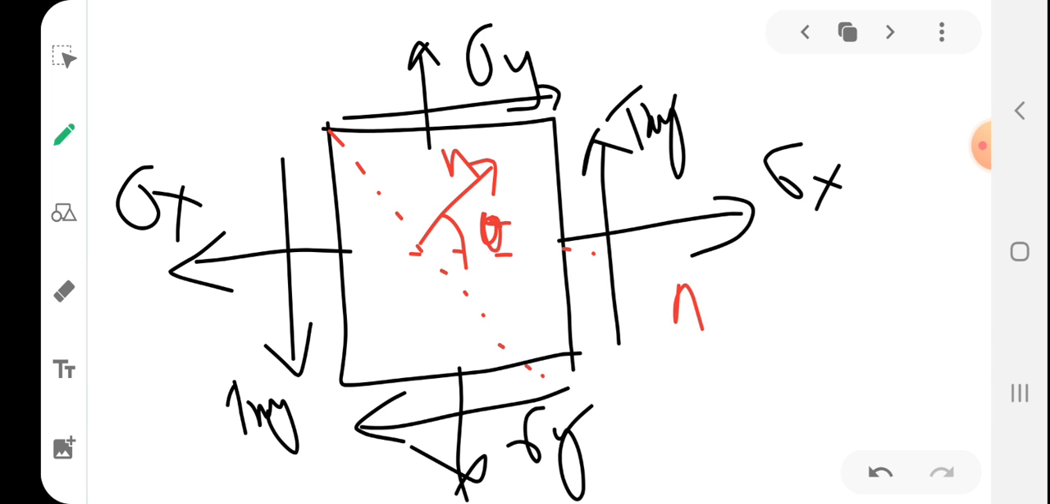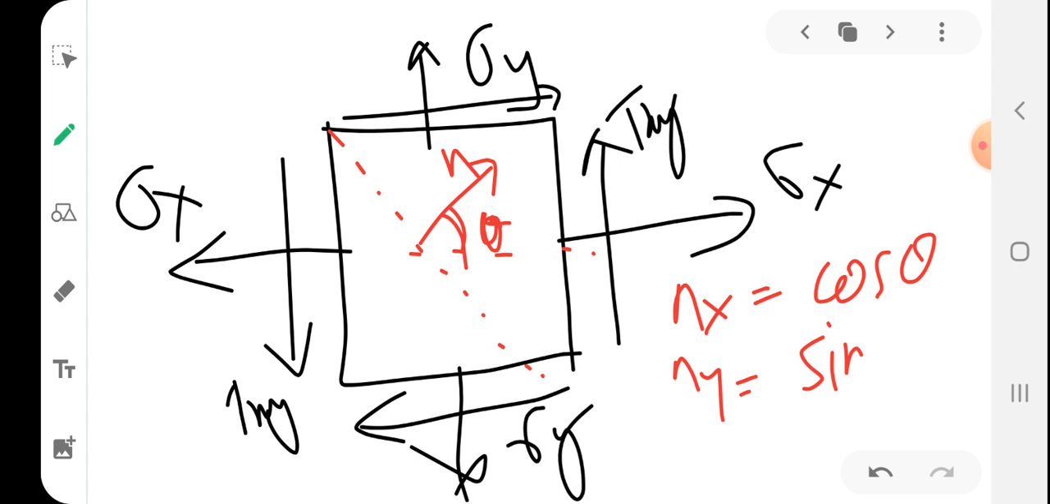So nx is the x component. The direction cosines: nx is cos theta, because this is theta. ny will be what? Sin theta, right? There won't be any direction cosine in the z direction. Why? Because this is present in the xy plane, so there won't be any nz. So nz is 0.